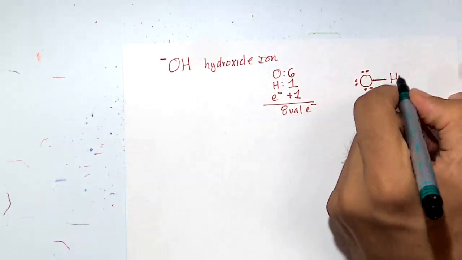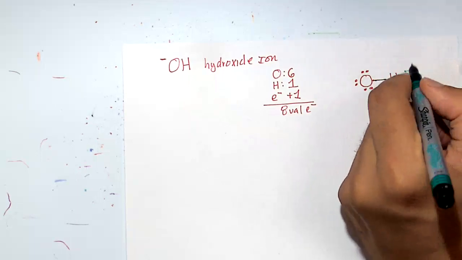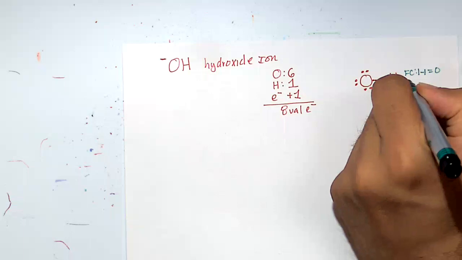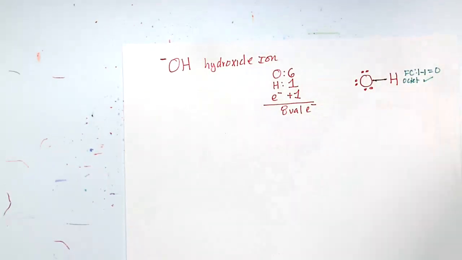Let's first do hydrogen here. Hydrogen is happy at 1. 1 minus 1 is 0. Octet rule for this hydrogen: 1, 2. The octet rule is satisfied.